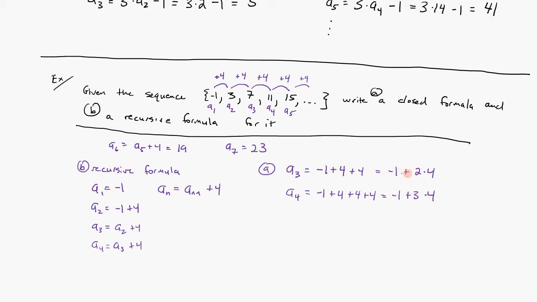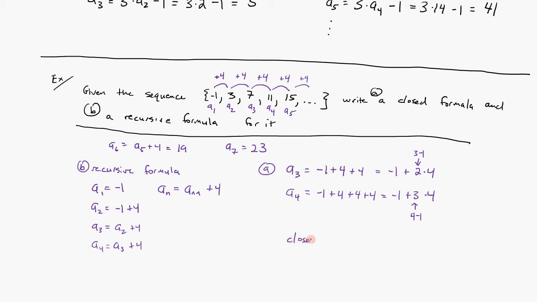And so each term in this sequence is some -1 plus some multiple of 4. So I need to figure out how this number relates to the index, right? So this number 2 is just one less than the index. This number 3 is one less than the index. This 2, same as 3 minus 1, and then this 3 is the same as 4 minus 1. So you just take the index and subtract 1. Right, so that's how we'll get the closed formula.